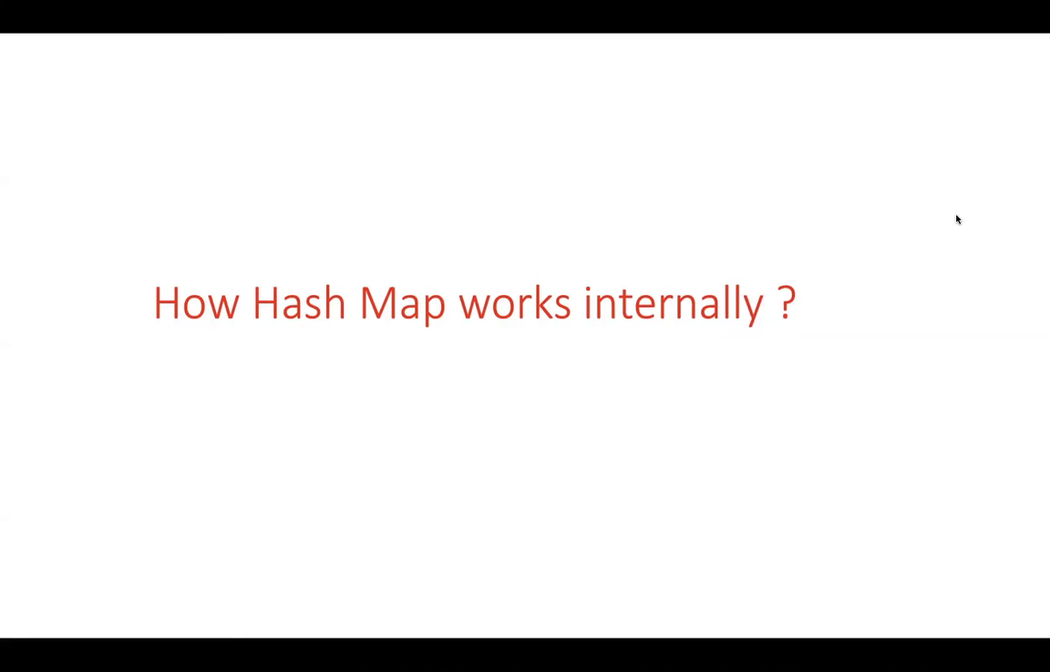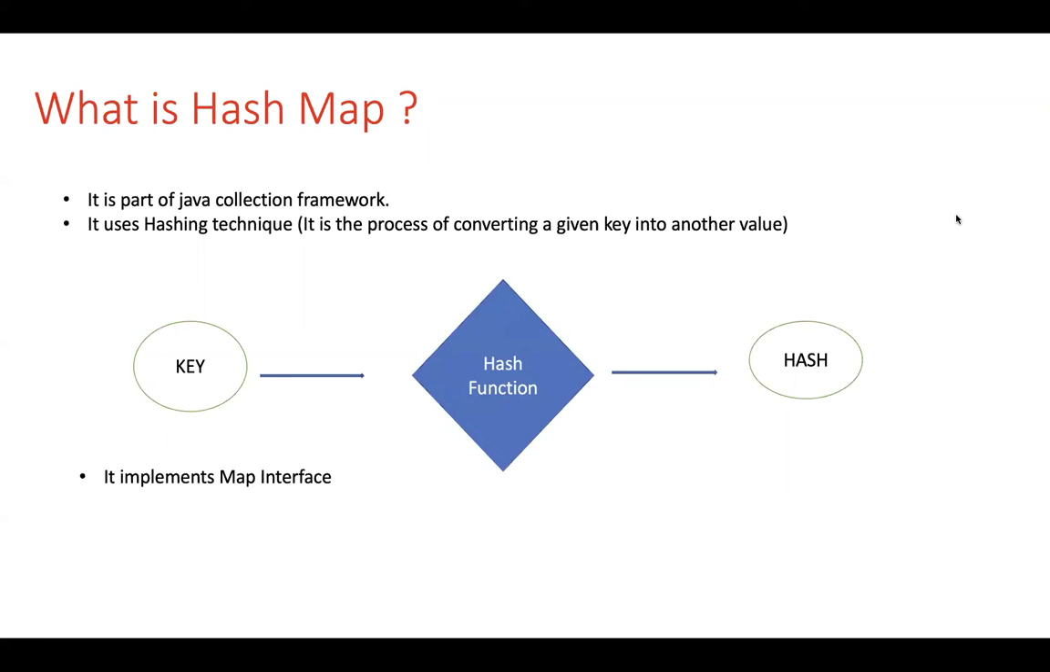Today we'll learn how HashMap works internally. So what is HashMap? HashMap is part of the Java collection framework. It implements the Map interface. It uses the hashing technique. So what is the hashing technique? It is the process of converting any given key into another value. So this key is passed through a hash function and it generates the hash value out of it.